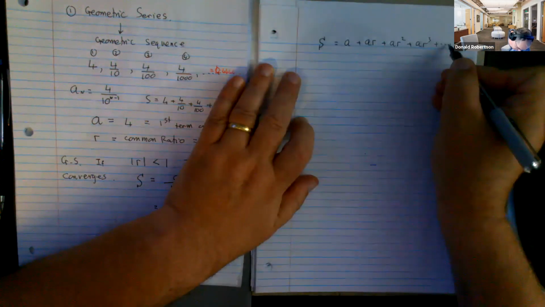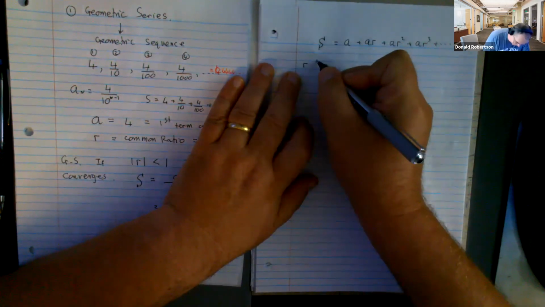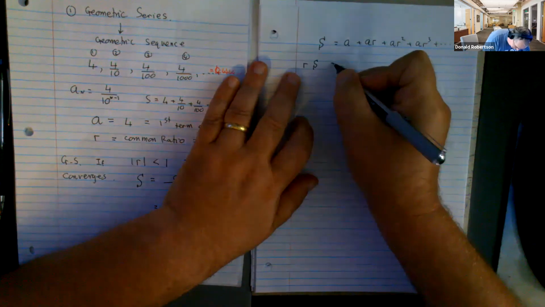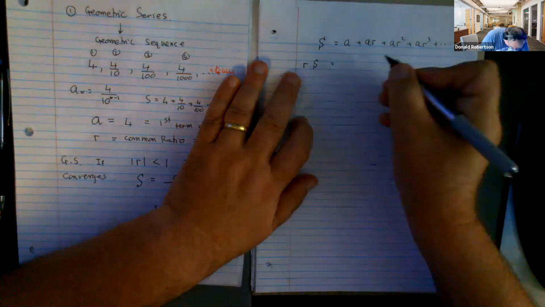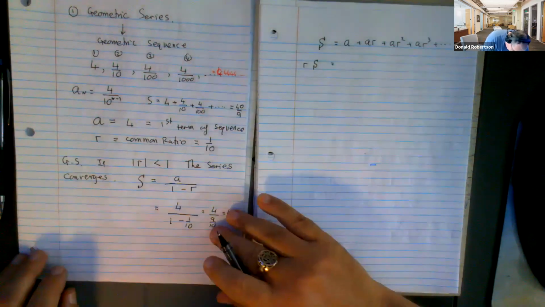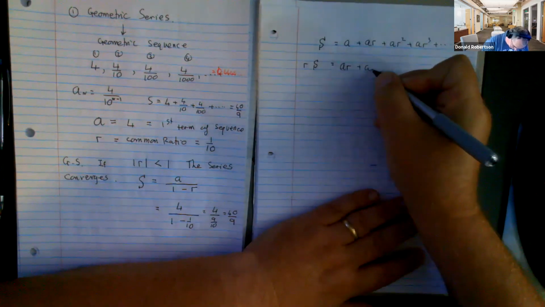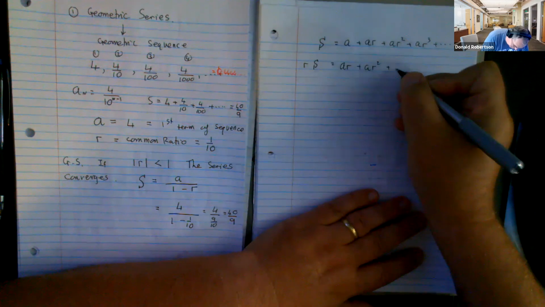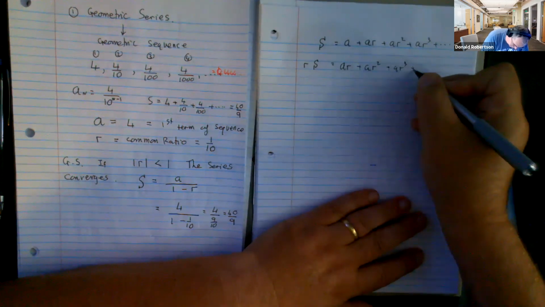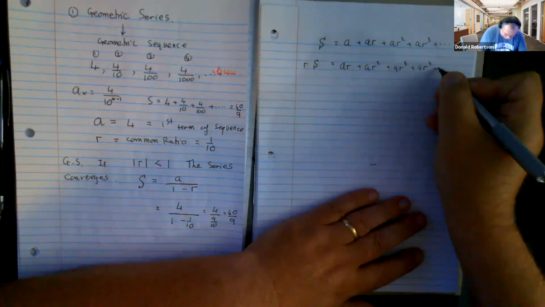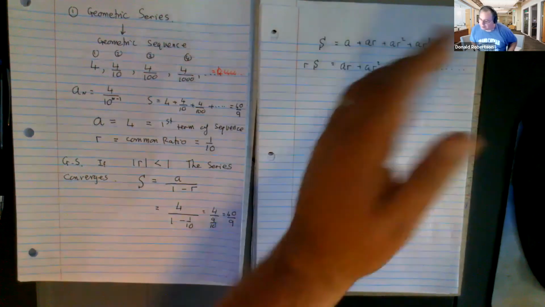Now, if I take this answer and I multiply it by R, I get AR plus AR squared plus AR cubed plus AR to the 4 forever. Would you agree? You just basically multiply all of these by another R and you up the power.